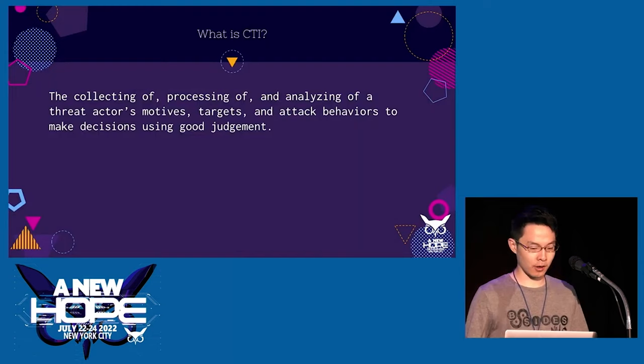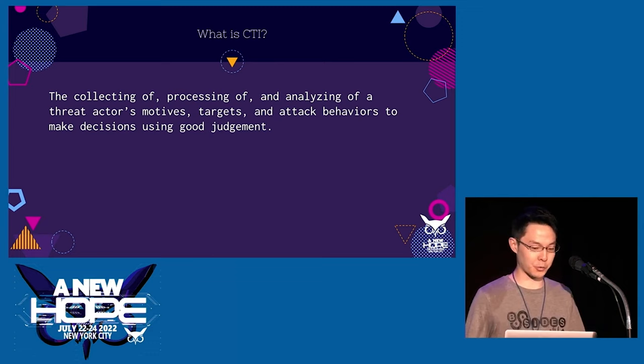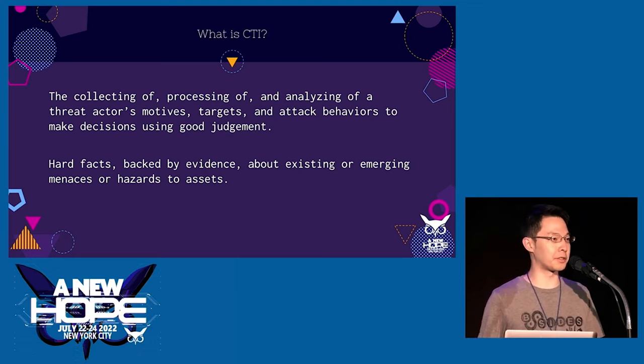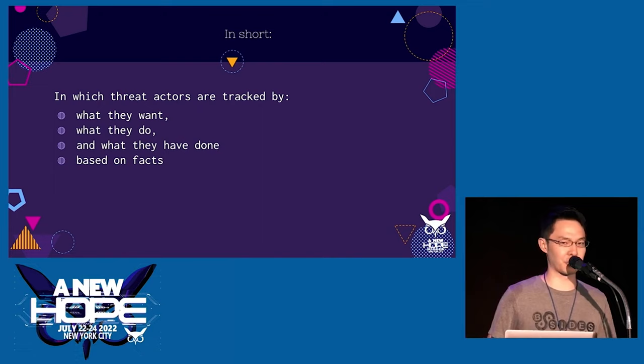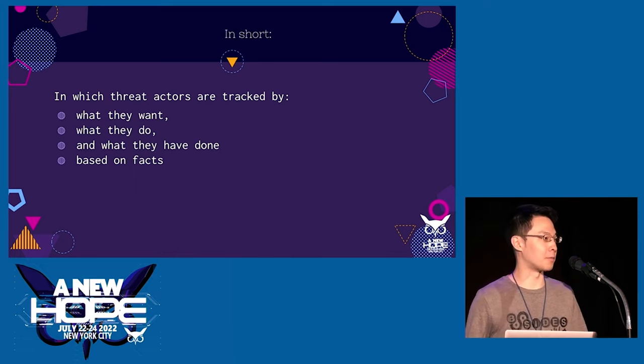Let's define CTI. So what is cyber threat intelligence? CrowdStrike defines it, in a very loose term, as the collecting, processing, and analyzing of a threat actor's motives, targets, and attack behaviors to make decisions using good judgment. Gartner calls it hard facts backed by evidence about existing or emerging menaces or hazards to assets. Whether it be IT computer security assets, or it could be OT ICS assets as well. So in short, to summarize the two definitions together very loosely, cyber threat intelligence is in which threat actors are tracked by what they want, what they do, what they have done, and based strictly on facts.